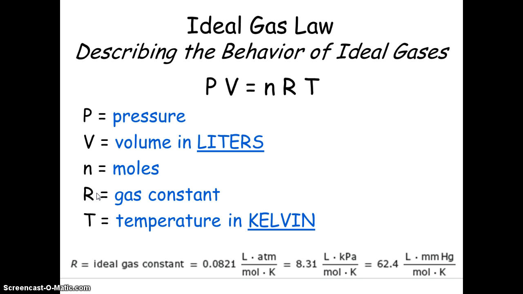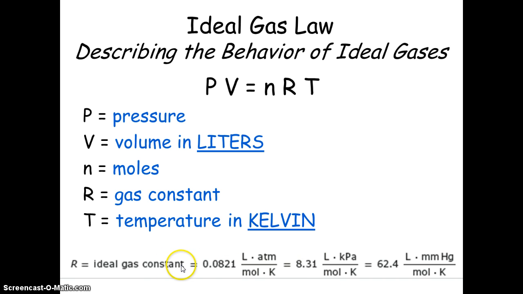R is the gas constant, I'll talk about that in a minute. And T is temperature in Kelvin. Remember that you always must use Kelvin to calculate ideal gas law. Now when we say gas constant, these are numbers that you're going to be using, that they're constant. We always use the same numbers. You don't have to memorize these.